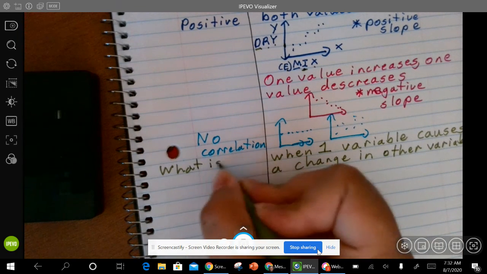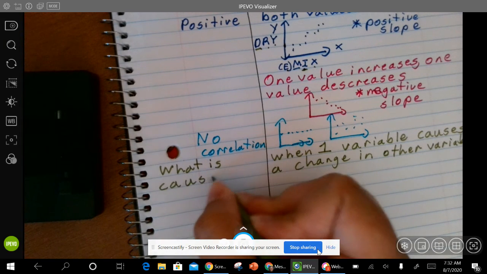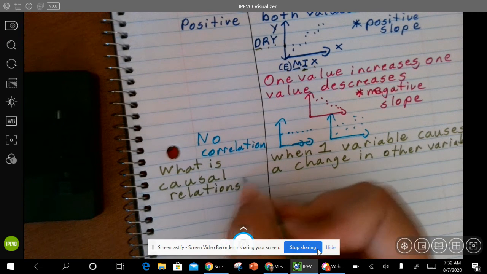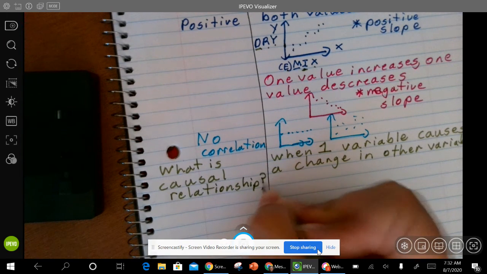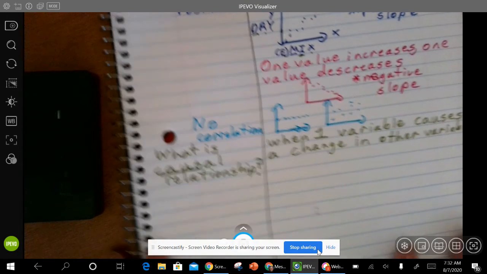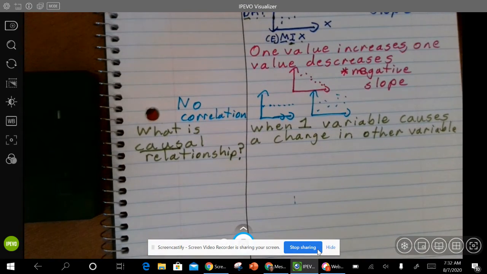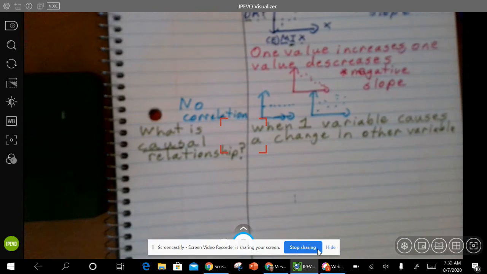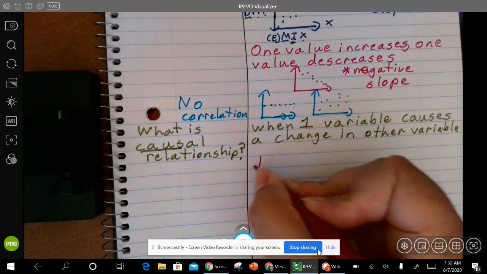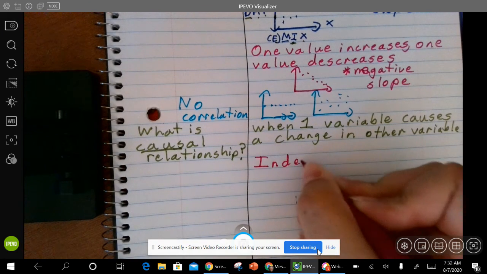So what is a causal relationship? So see, it has that word cause in it. Okay, so it's going to cause it to change. Okay, so I've already been talking about those terms. So we have our two terms that we're using. So we have independent. Let's say different color. Okay, so for explanatory, that's our independent variable.